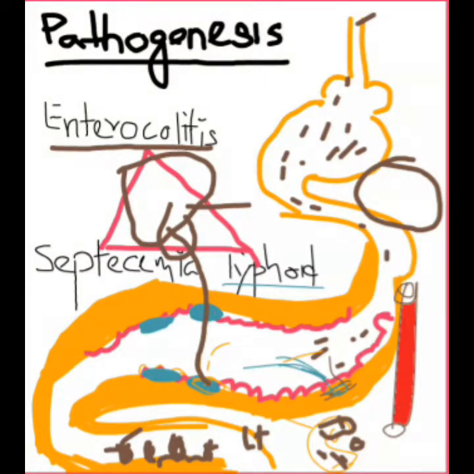Now, what would be the symptoms manifested in such a disease? Typhoid species are of two types. They are S. typhi and S. paratyphi. S. paratyphi is further divided into A, B, and C. A consists of S. paratyphi A, and B is S. schottmuelleri, and C is S. hirschfeldii.